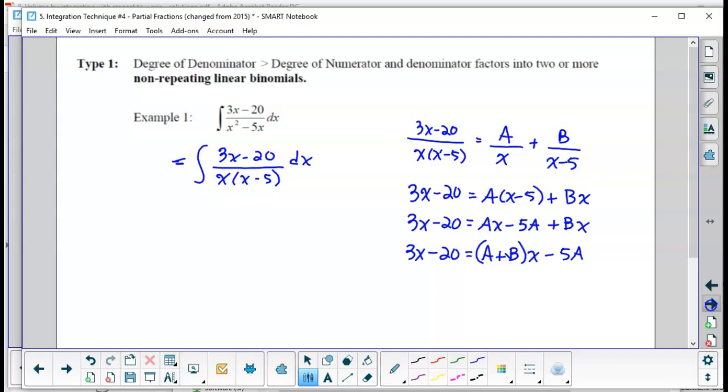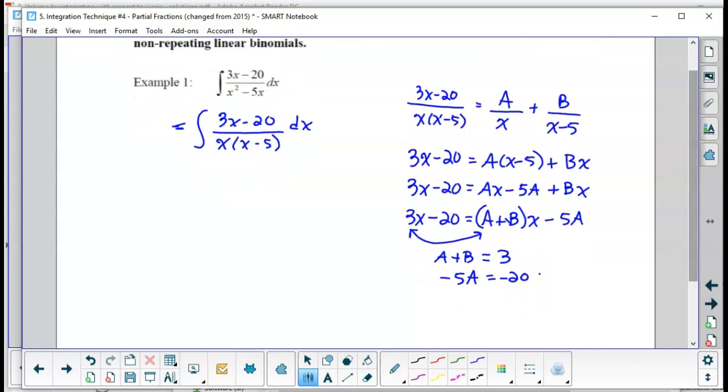Okay, so that means a plus b has to equal 3, and negative 5a has to equal negative 20. So this one's pretty easy, because right away a is 4, therefore 4 plus b equals 3, so b equals negative 1. Okay, so then we go back in and show our integrals.